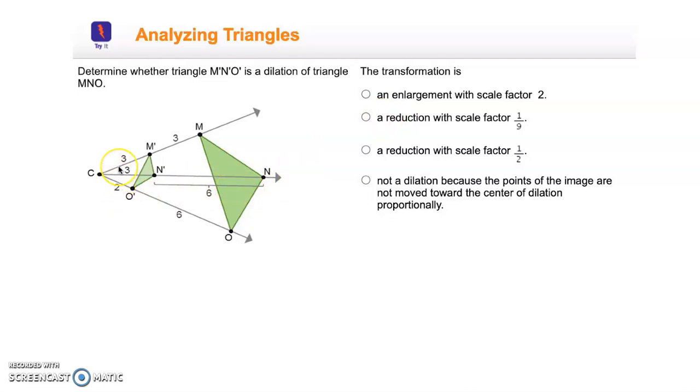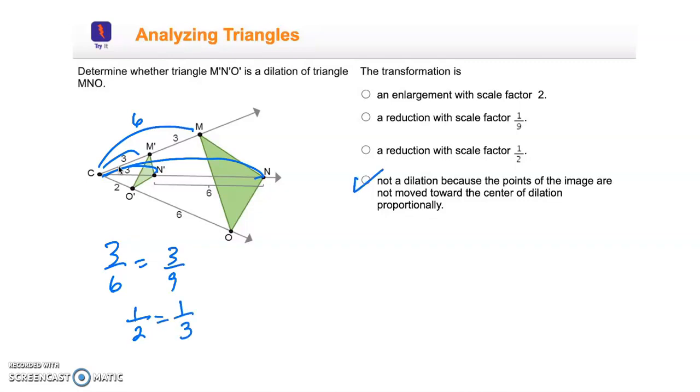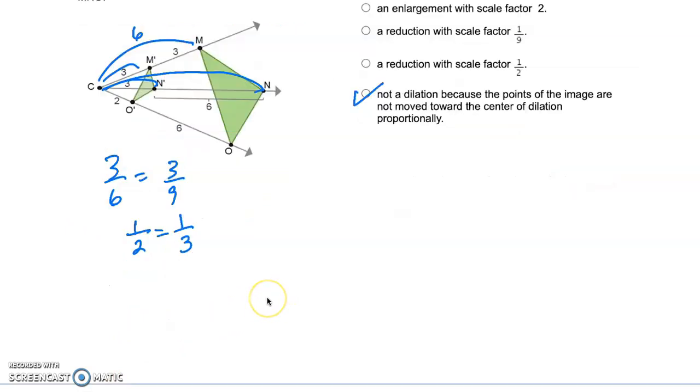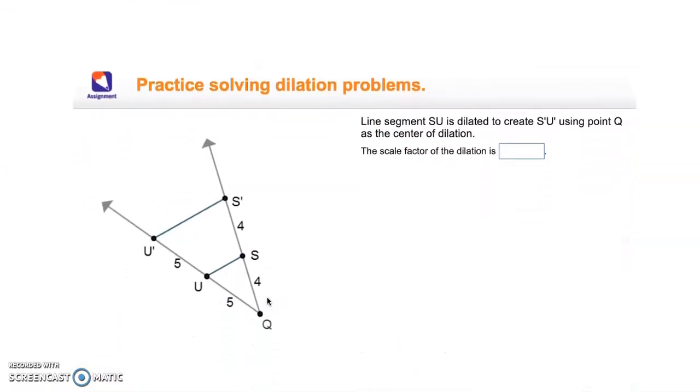proportions. We have 3 right here, and then we have 3 plus 3 is 6. So we have 3 over 6, and is that equal to 3 over 9? Well, that's 1/2 versus 1/3, and that is not a dilation because they are not proportional. So that's how you tell. I want you to pause the video, try this one on your own, and come back and check.